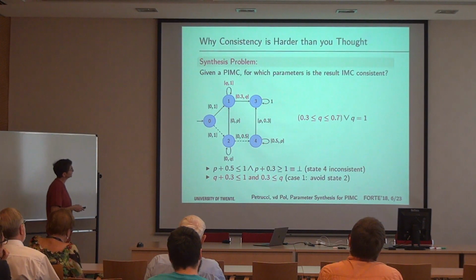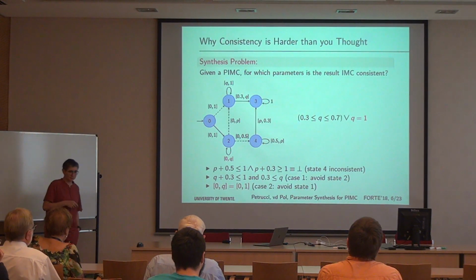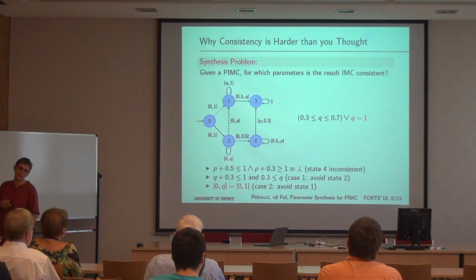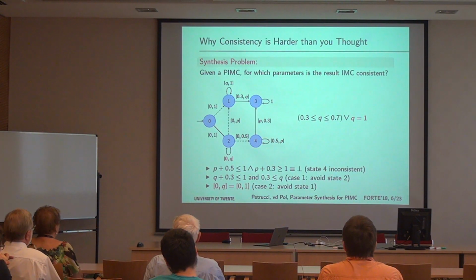Okay, so that leads to this first part, and the other possibility is to try to go from 0 to 2 and avoid going to 1. And in this case, what happens? I go from 0 to 2, and then I have this arc, which says 0q only, and so you must necessarily have 1 there. So q is 1.